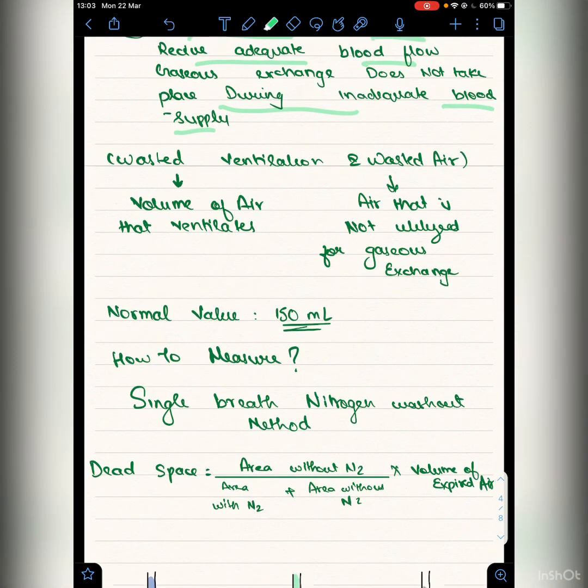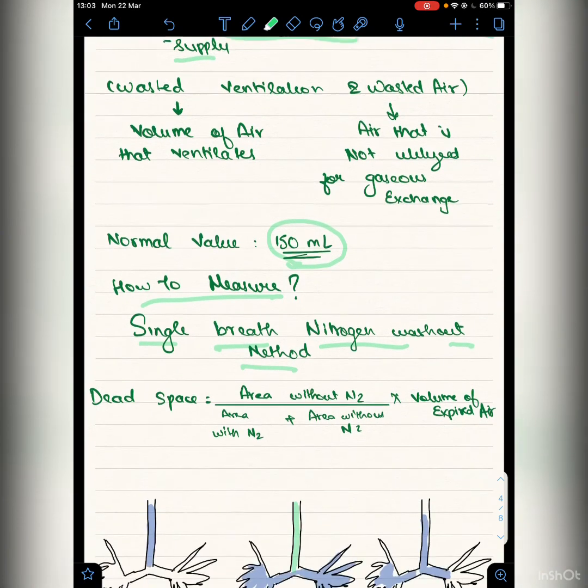So what is the normal value of dead space? It is 150 ml. How can we measure that 150 ml? It is through the single breath nitrogen washout method. This is the method, let me explain it to you.